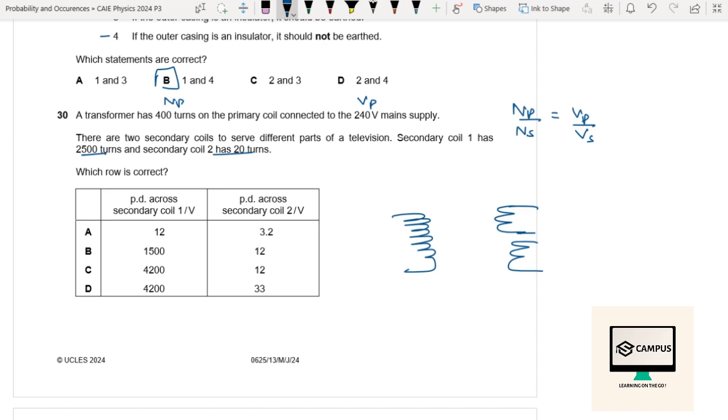This one here has 2500 turns, so we need to find the Vs. Np is 400, over Ns is 2500, equals 240 over Vs. Vs comes out to be 1500 volts. So we are talking about the first primary, so B is the right answer.